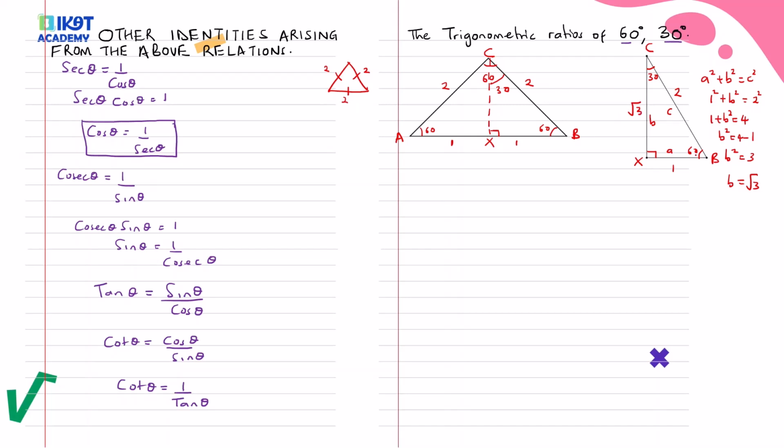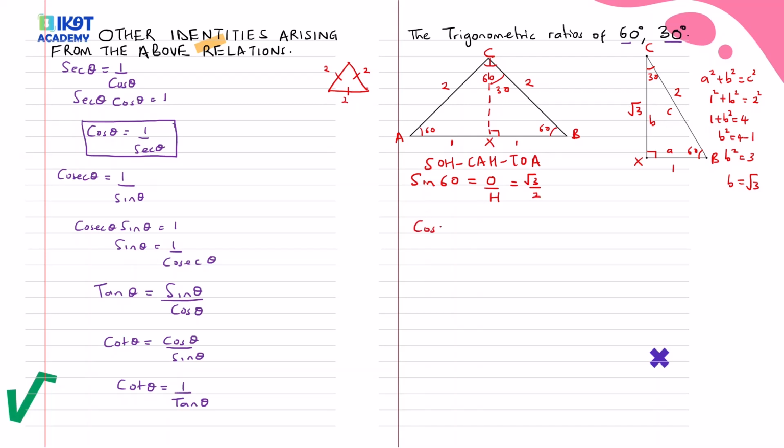Now we want to find the ratios of 60. So what do I want us to note? We have 60 here, so we can start with sine 60. What is sine 60? Sine 60 is equal to opposite out of hypotenuse. From here this is 60. So what's the opposite of this angle? It is root 3. What of the hypotenuse? Hypotenuse is 2. So that's the sine of 60.